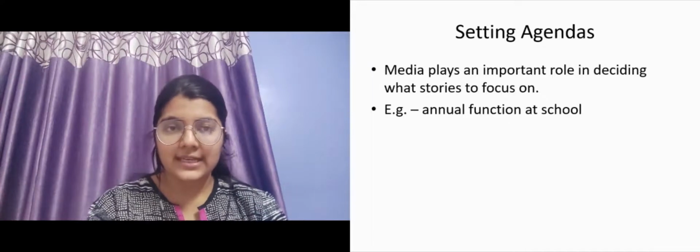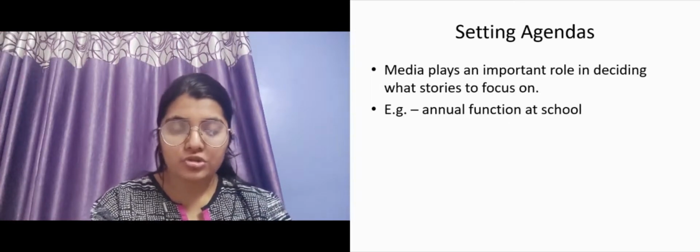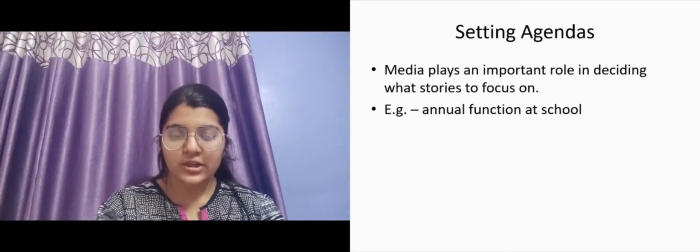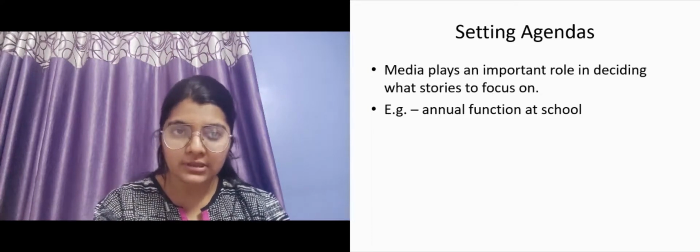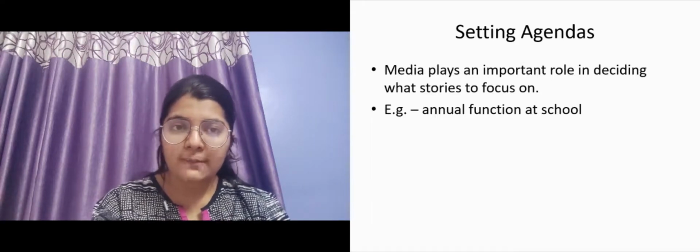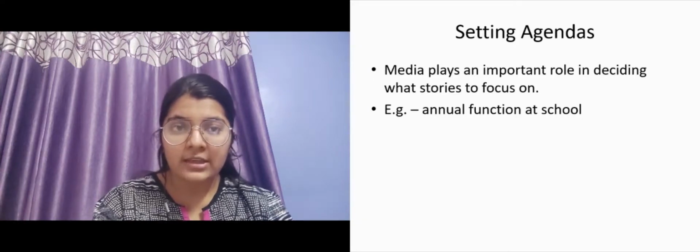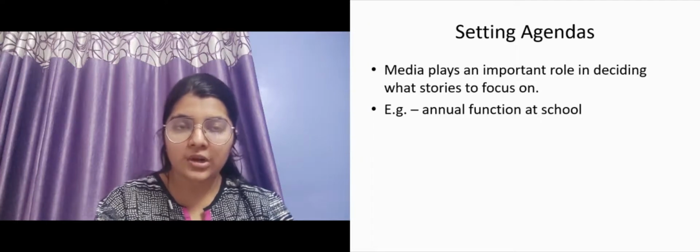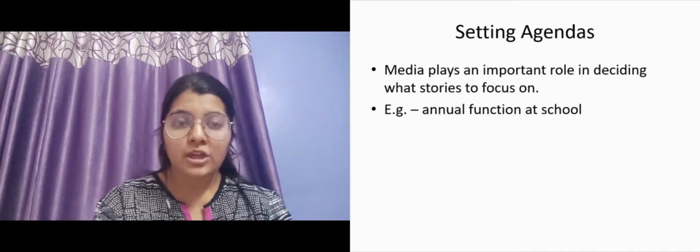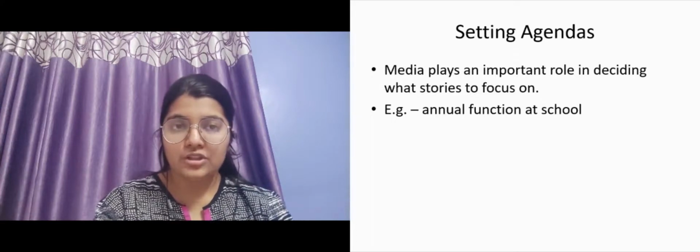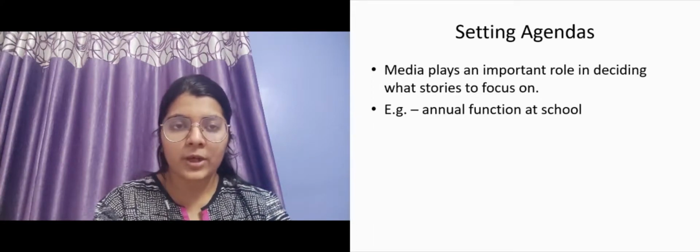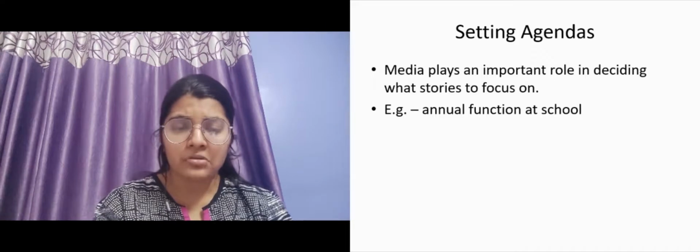Our next topic is setting agendas. The media also plays a very important role in deciding what stories are to be focused on, and therefore it decides what is actually newsworthy, which means what is important and what is not important. For example, if there is an annual function at your school, the media will not cover that news, but if some chief guest has been invited to the annual function of your school, then the media is more likely to cover that news. Why? Because it has some importance. So setting agendas has always been the main task for media, because it will focus on those stories which have catchy titles or some important information.